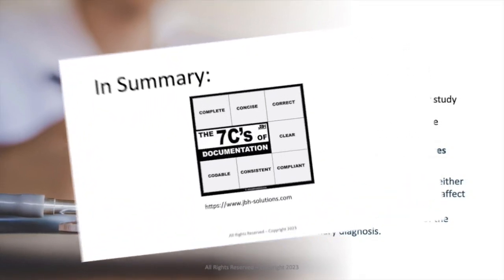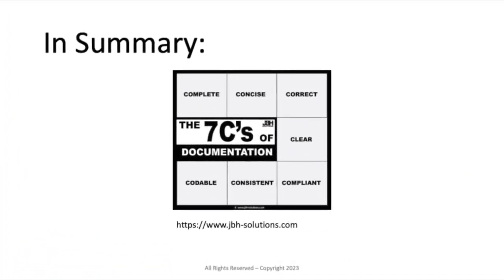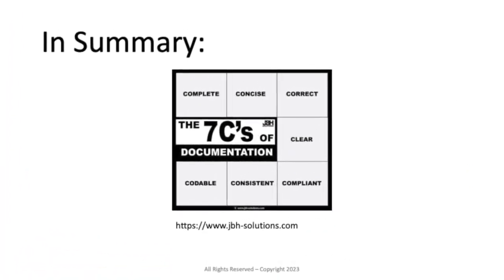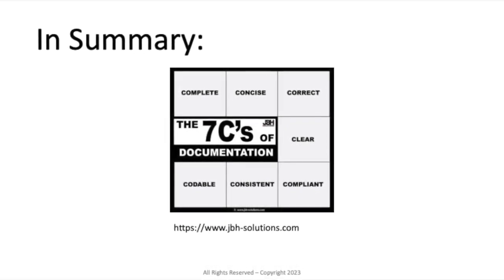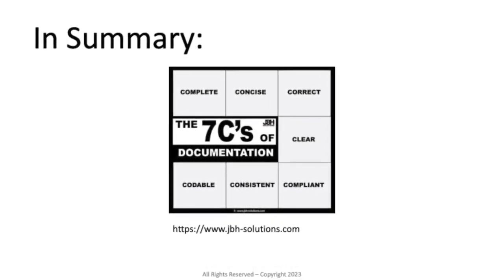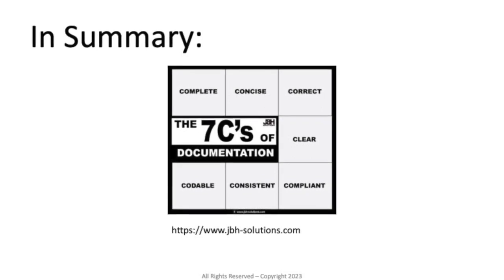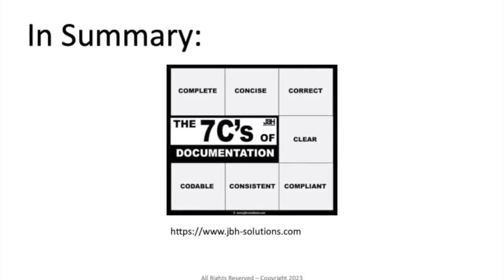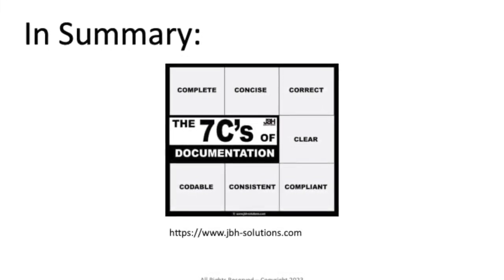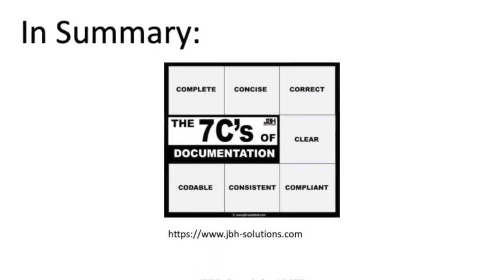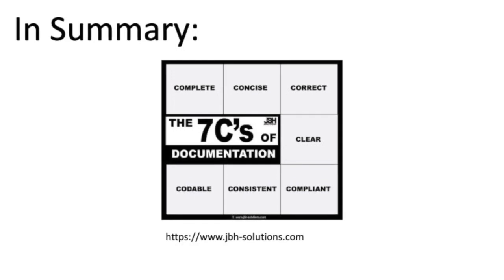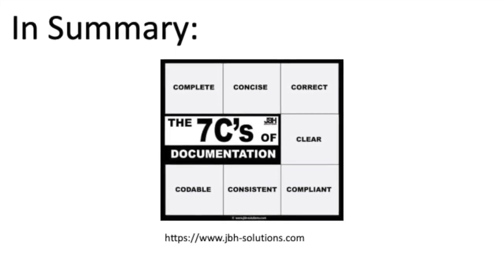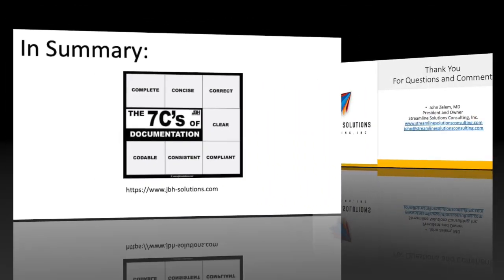So in summary, these are the 7 C's of documentation that I found from JBH Solutions, and there is the link as to where this came from. But quickly, the 7 C's of documentation include complete, concise, correct, clear, codable, consistent, and compliant. And I think these 7 words are self-evident.